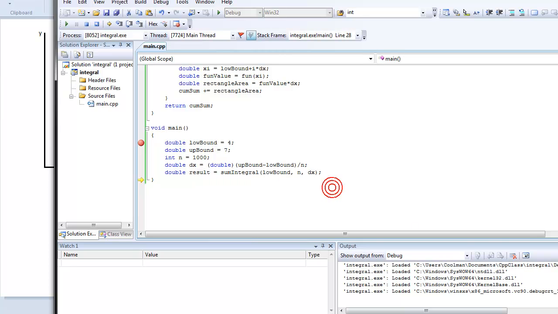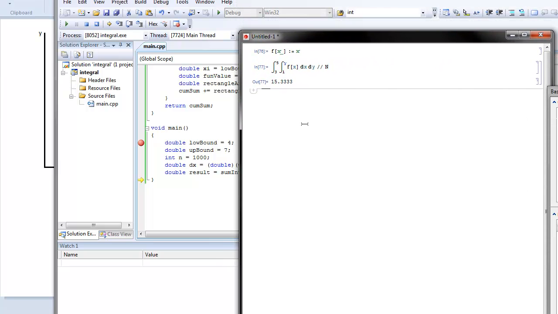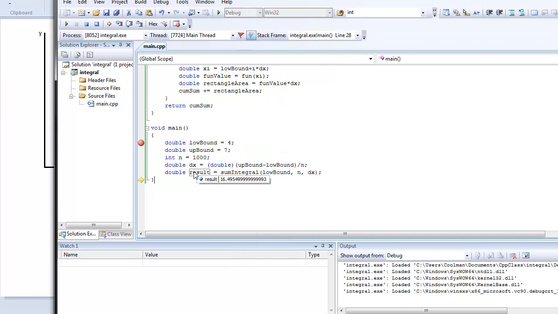So let me just put it into Wolfram Mathematica, and we type. Okay, so we start at 4 and 7, and the function was x, and we are summing by dx, and if we want numerically, 16.5, and our result is nearly the same. Okay, so this really seems to work.